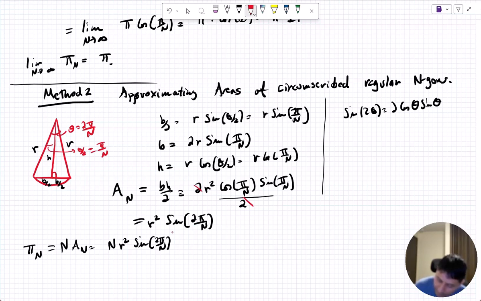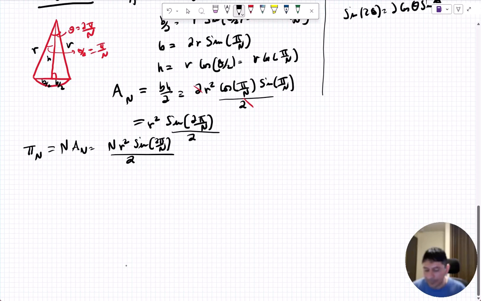So then that would mean that this is equal to divided by 2 as well. So, and this is divided by 2. Okay, there we go. So that is the area of the nth circumscribed regular n-gon.